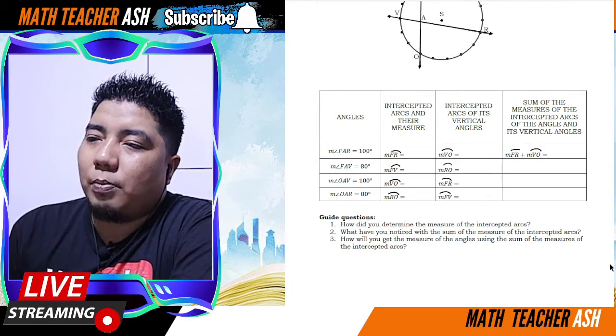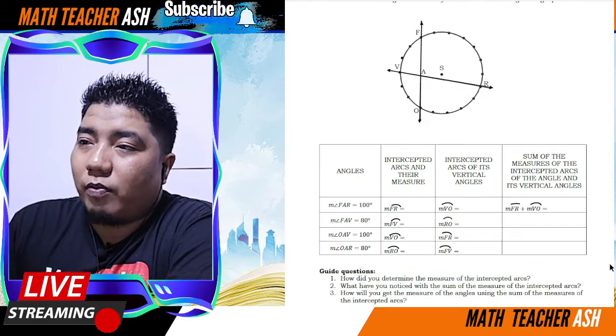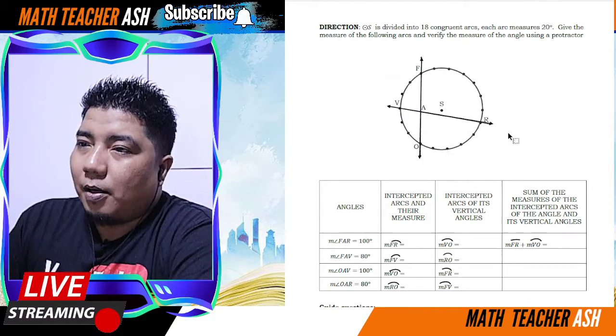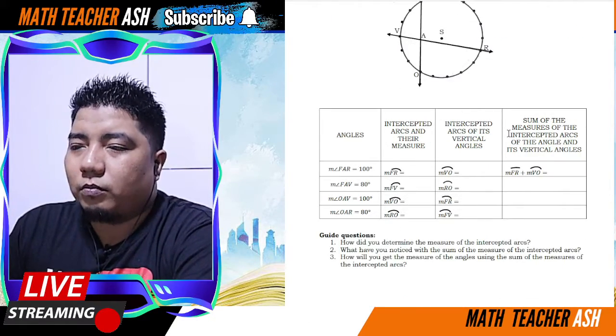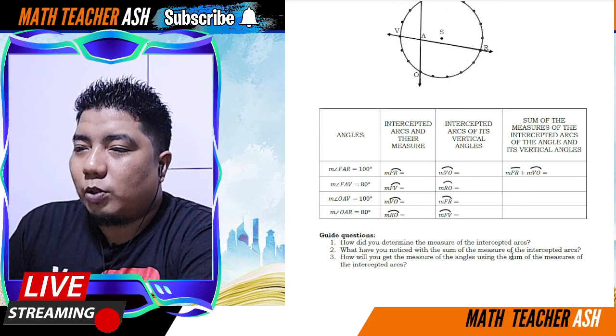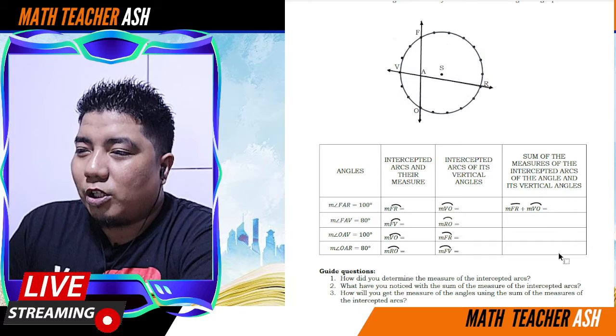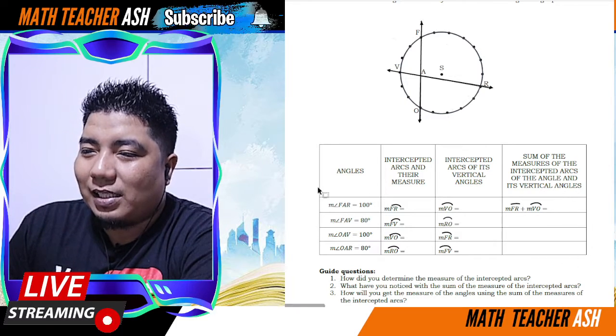So, how did you determine the measure of the intercepted arc? Of course, by counting how many parts. And then, what have you noticed with the sum of the measurement of the intercepted arc? So, yung sum natin dito is always half of the angles here.